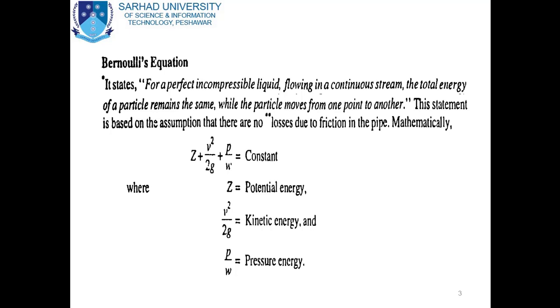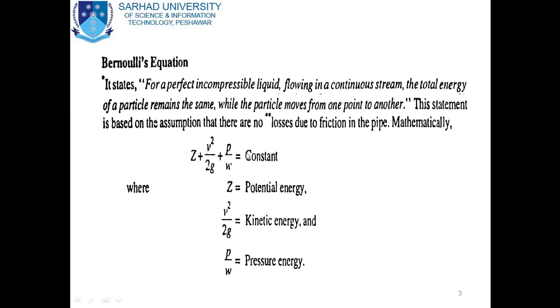The statement of Bernoulli's equation is: for a perfect incompressible liquid flowing in a continuous stream, the total energy of a particle remains the same while the particle moves from one point to another. This statement is based on the assumption that there is no loss due to friction in the pipe, and mathematically Bernoulli's equation is Z plus V squared divided by 2G plus P divided by omega is equal to constant.